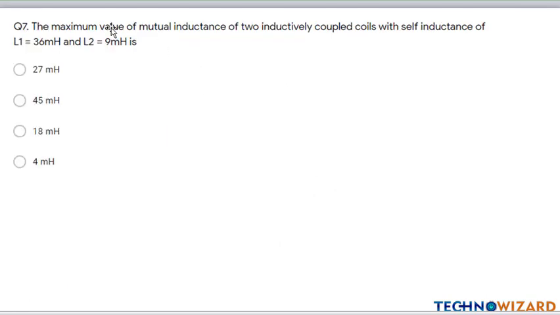Next question, question number 7. The maximum value of mutual inductance of two inductively coupled coils with self-inductance L1 equal to 36 millihenry and L2 equal to 9 millihenry. We know that M is equal to K root L1 L2.